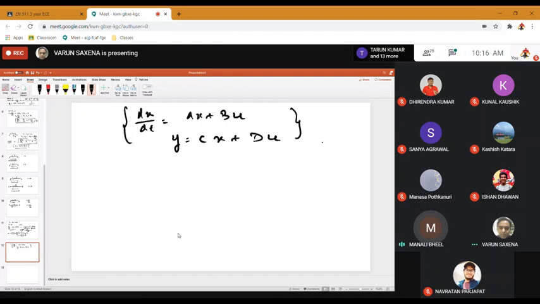Sir, can you repeat the question? The question is, you need to create a block diagram that would implement both these equations. That is what the question is.